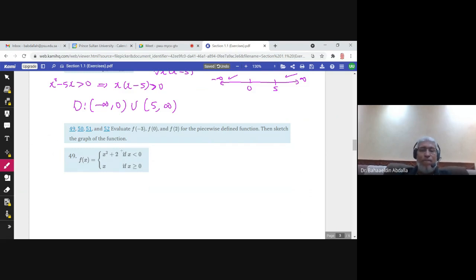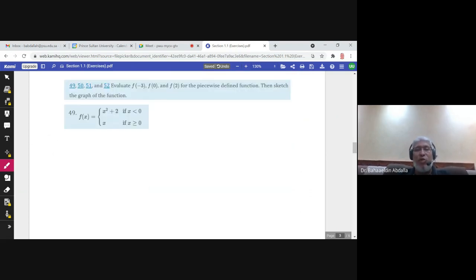Here we have some piecewise functions. Evaluate f of -3. I have to find out whether -3 is greater than 0 or less than 0. It's less than 0. So to find f of negative 3, I use the first definition. So it's negative 3 to the power 2 plus 2. 9 plus 2 is 11. So that's f of negative 3.